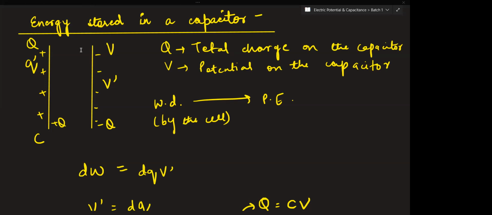Q prime is the small charge that we have considered. The total charge on the capacitor is capital Q. So a very small portion, Q prime, has been taken. That's why I've written it as dq, infinitesimally small, so that we can integrate it from 0 to capital Q to find the total charge.